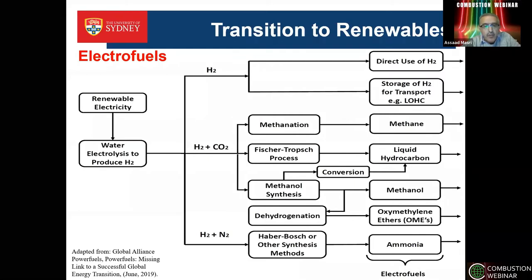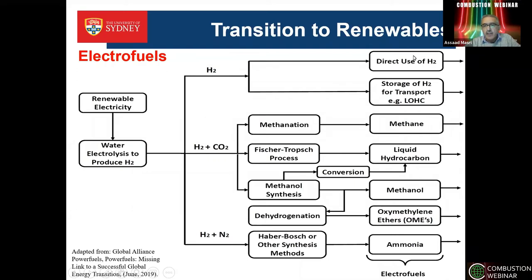And the third path, of course, is that the hydrogen and the nitrogen are combined in a Haber-Bosch process or other synthesis of hydrogen and nitrogen to produce ammonia. So the list of fuels on the right-hand side here are electrofuels if they are generated from renewable sources, but they're identical to the current fuels that we are using now, which are fossil-based.